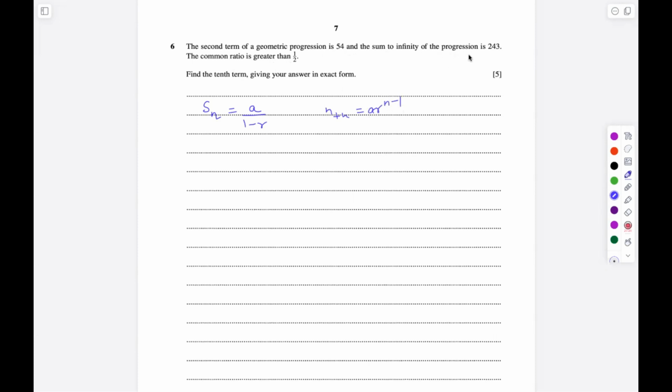Now as the sum to infinity is 243, we can write this as 243 equals a upon 1 minus r, and as the second term is 54, we can write it as ar to the power 2 minus 1, which is ar equals 54. Now from the first equation we can say that a equals 243 into 1 minus r, and from the second equation we'll get a equals 54 upon r. Now equating the two equations, we'll get 243 minus 243r equals 54 upon r.